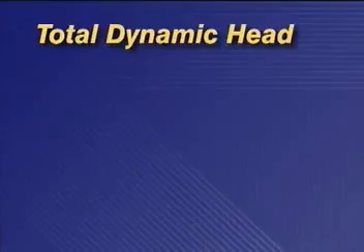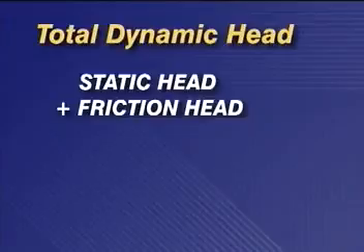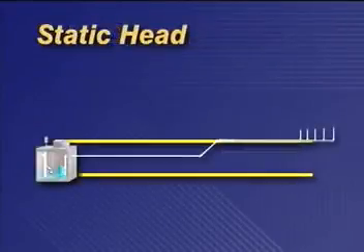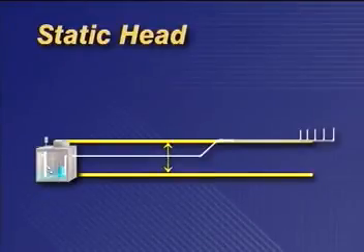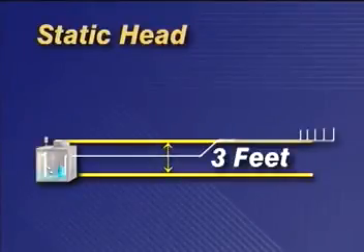Calculating total dynamic head in an LPP system is much the same as in the step system. Remember, total dynamic head is the sum of the same 3 factors: static head, friction head, and operating head. As in a step system, static head is the vertical distance, measured from the minimum water level in the pump chamber to the highest point in the distribution field. A pump must be selected that has a head greater than the highest point in the system. In our hypothetical system here, we have a static head of 3 feet, and we'll enter this on our worksheet.